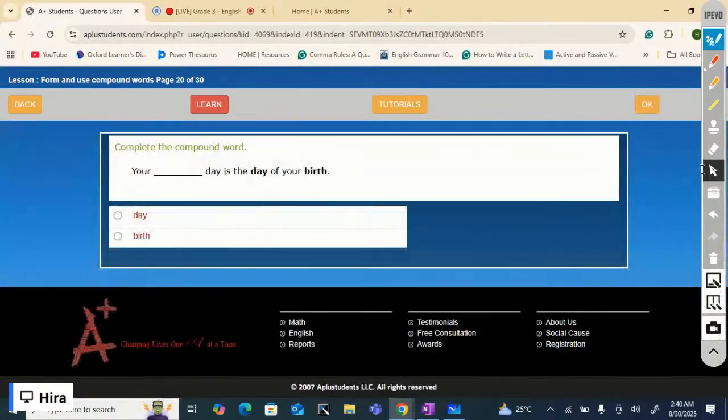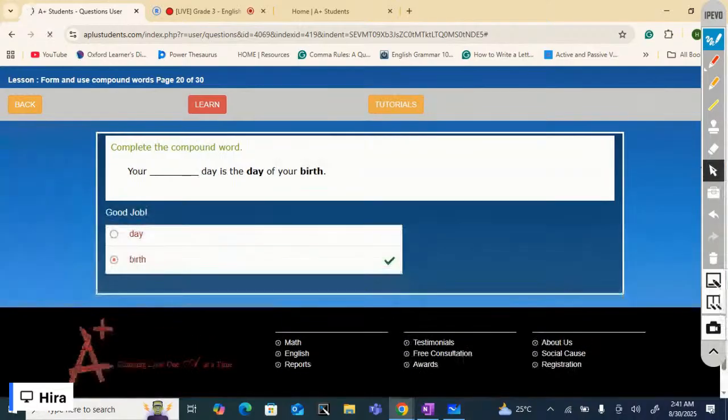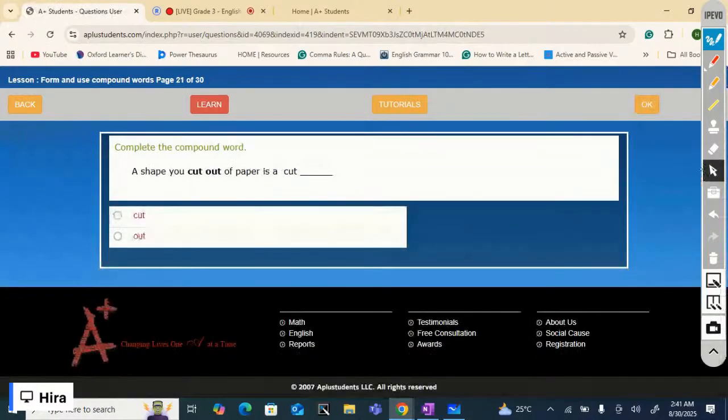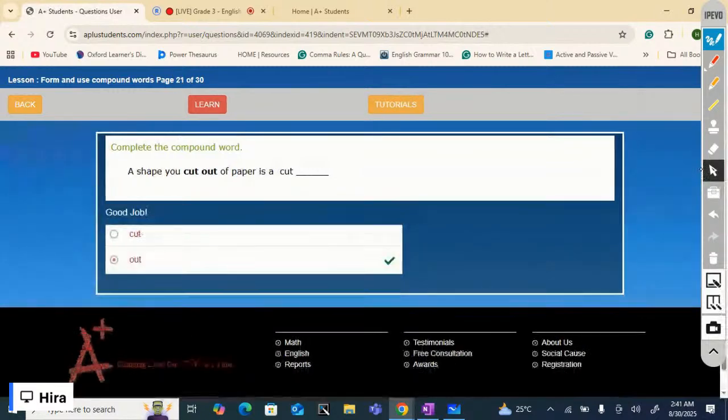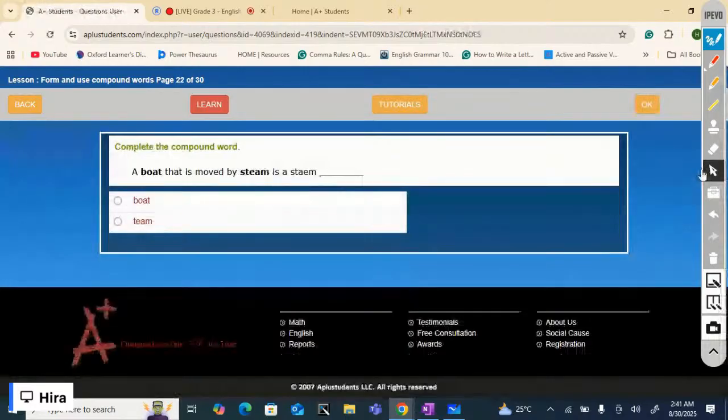Your blank day is the day of your birth. Well, who doesn't know it? Your birthday is the day of your birth. A shape you cut out of paper is a cutout.